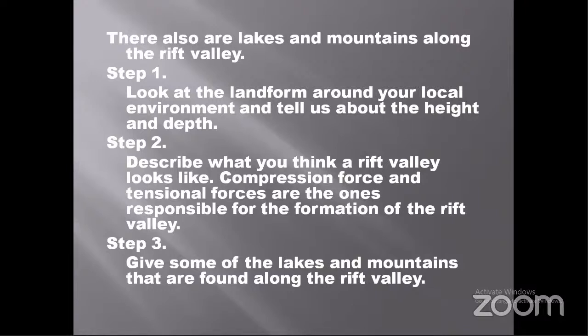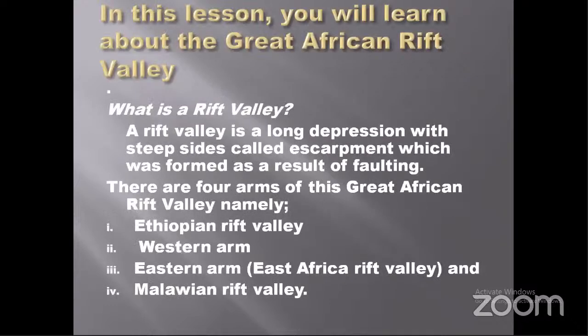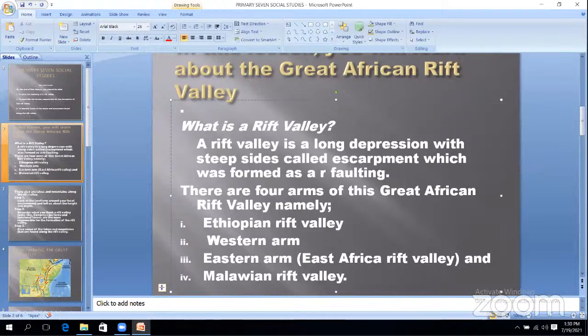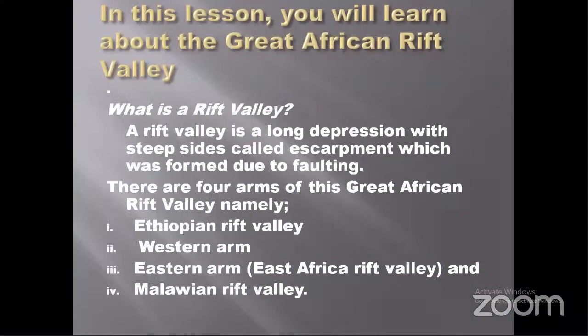The steep side called escarpment was formed as a result of faulting. Instead of using this word, you can say which was formed due to faulting. Let us change. Which was formed due to faulting. I think that one is simpler, not so?